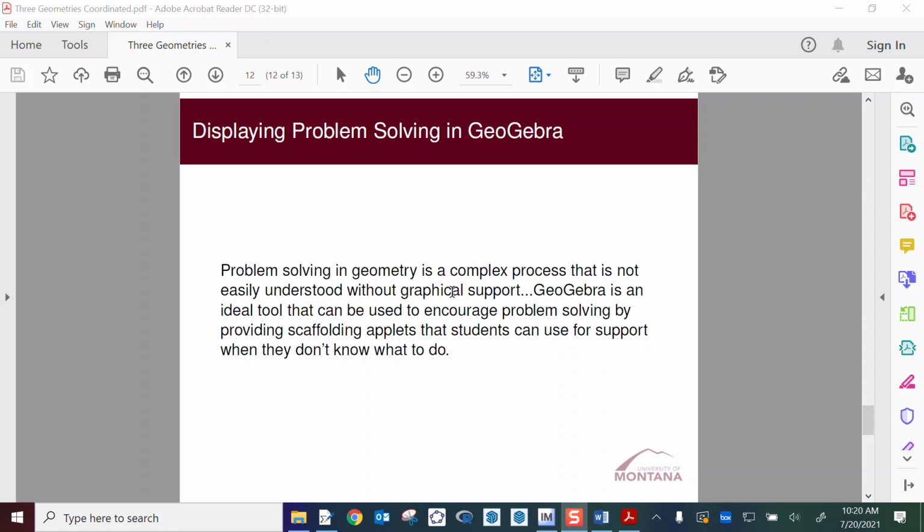And I will say that often when I get a geometric problem solving setting, the first thing I do is go to GeoGebra because I know that GeoGebra will give me an absolutely perfect picture, and that the picture will not distract me or lead me astray by some sketching error. It'll actually be as close as it can be to the actual problem solving setting. So I'm making the point here that GeoGebra is an ideal tool that can be used to encourage problem solving by providing scaffolding applets that students can use for support when they don't know what to do.